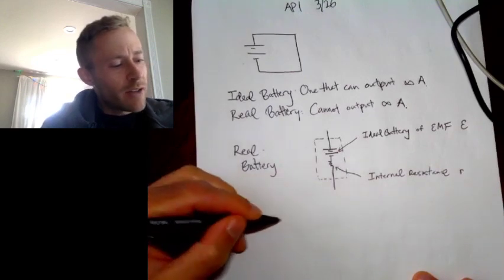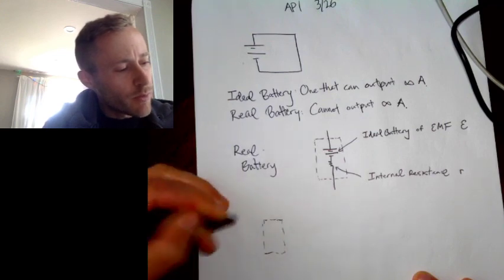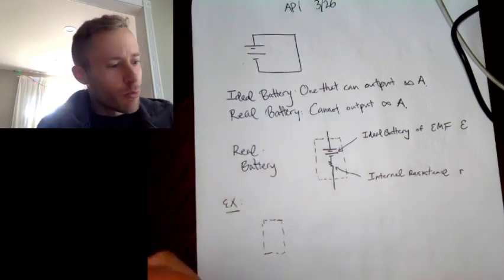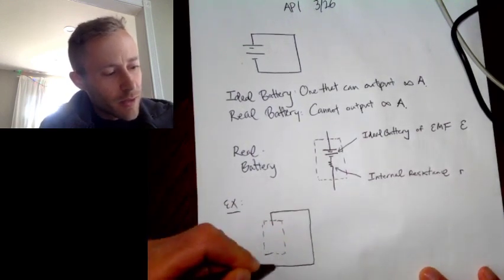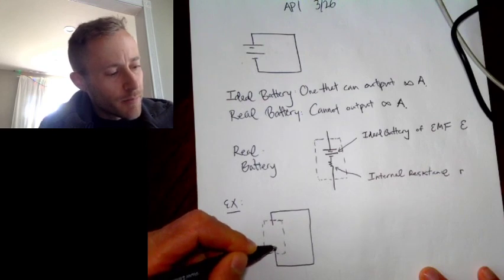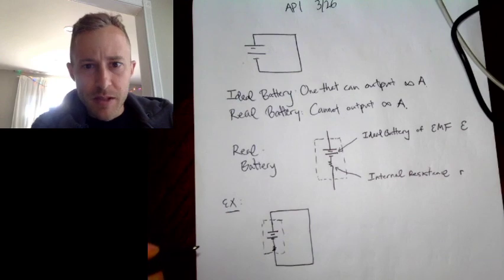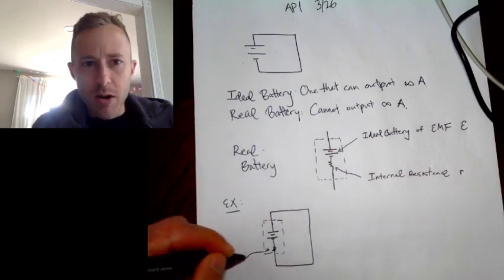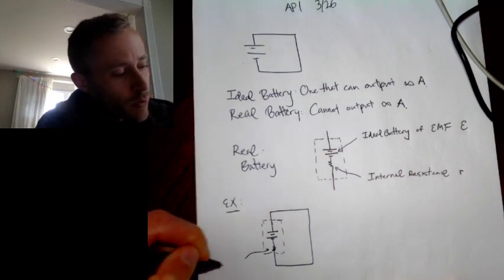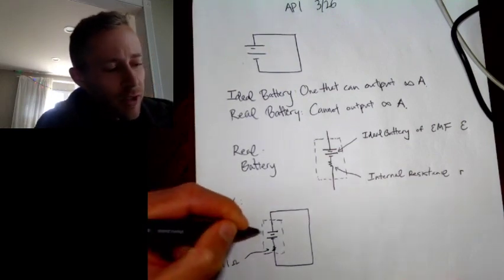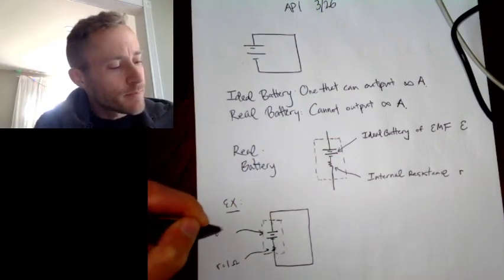So what if we had a real battery? Let's just do a little example. What if we had a real battery that we short-circuited? Okay. A pretty typical value for the internal resistance is maybe 1 ohm. Okay. So little r equals 1 ohm. And let's say that the EMF of this real battery is 6 volts.